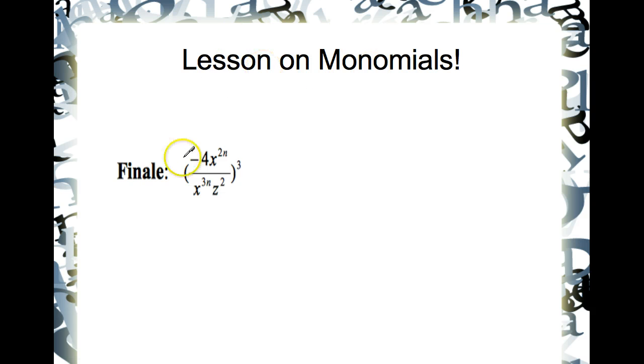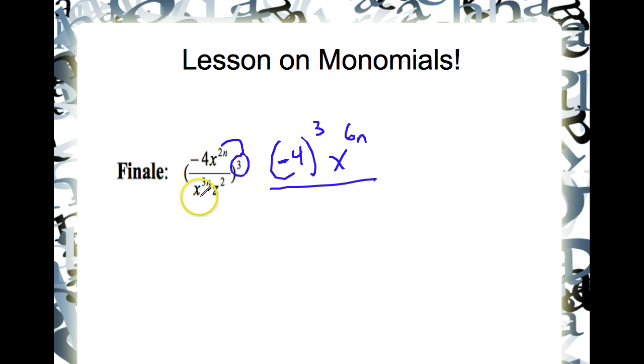Alright, so we have to apply everything on the inside to the third power. So our negative 4 is raised to the power of 3, and our x to the 2n is raised to the power of 3. Now this is power to a power. If you have a power on the inside and one on the outside, you multiply. So that would be x to the 6n over, okay, again, power to a power, multiply. We have x raised to the 3n times 3 is 9n, and z squared raised to the third is z to the 6th.